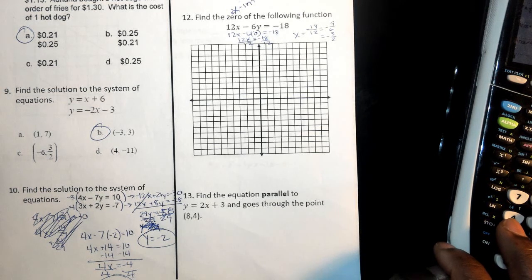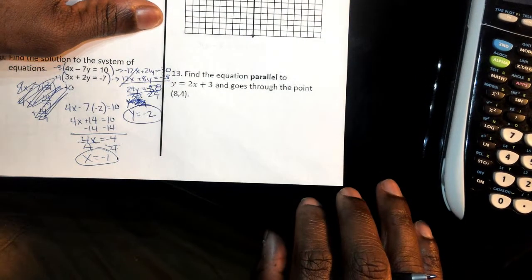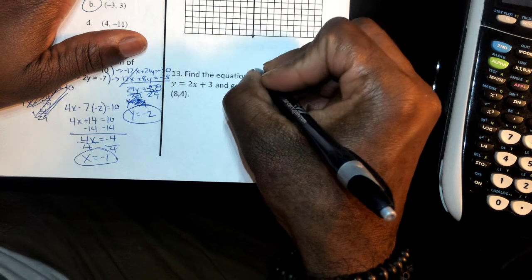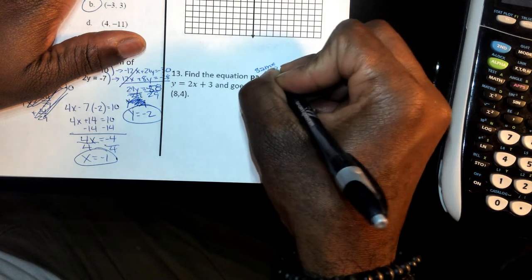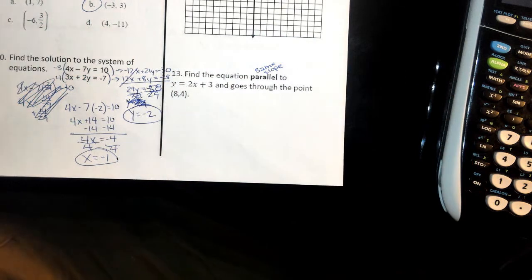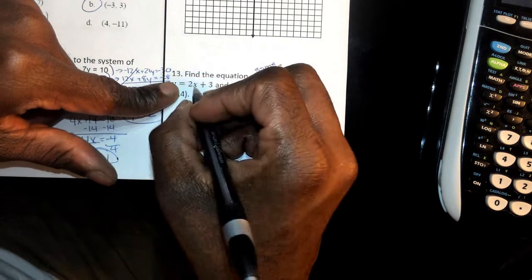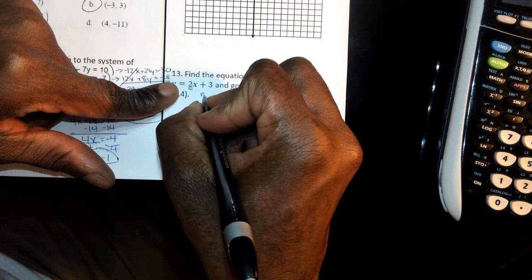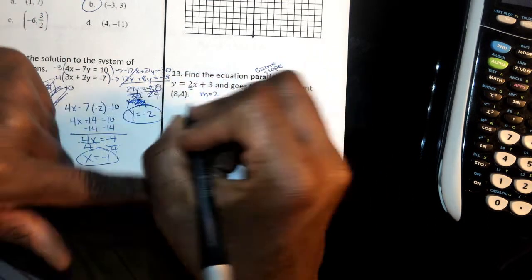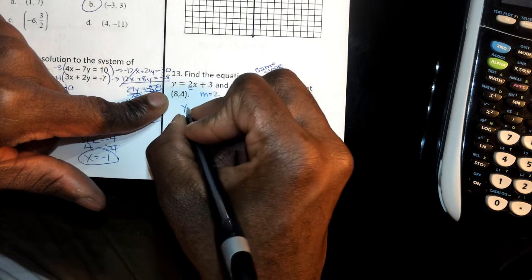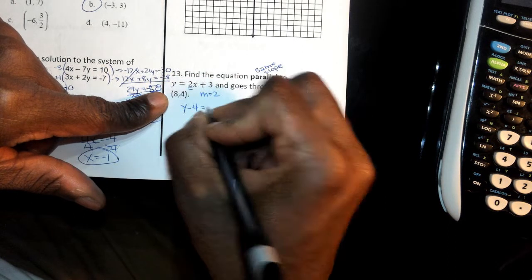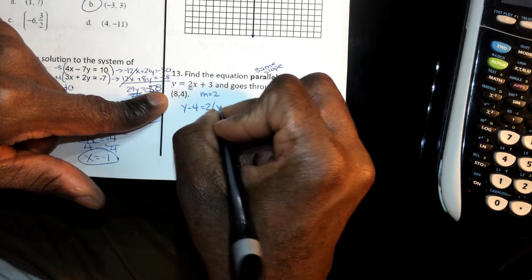Alright, next one. We need a line parallel to these lines, but goes through that point. Remember, parallel lines have the same slope. When we look at this equation, we see that our slope is 2, so our new slope is going to be 2 also. And then we have this point. So again, point slope form: y minus 4 equals 2 times x minus 8.